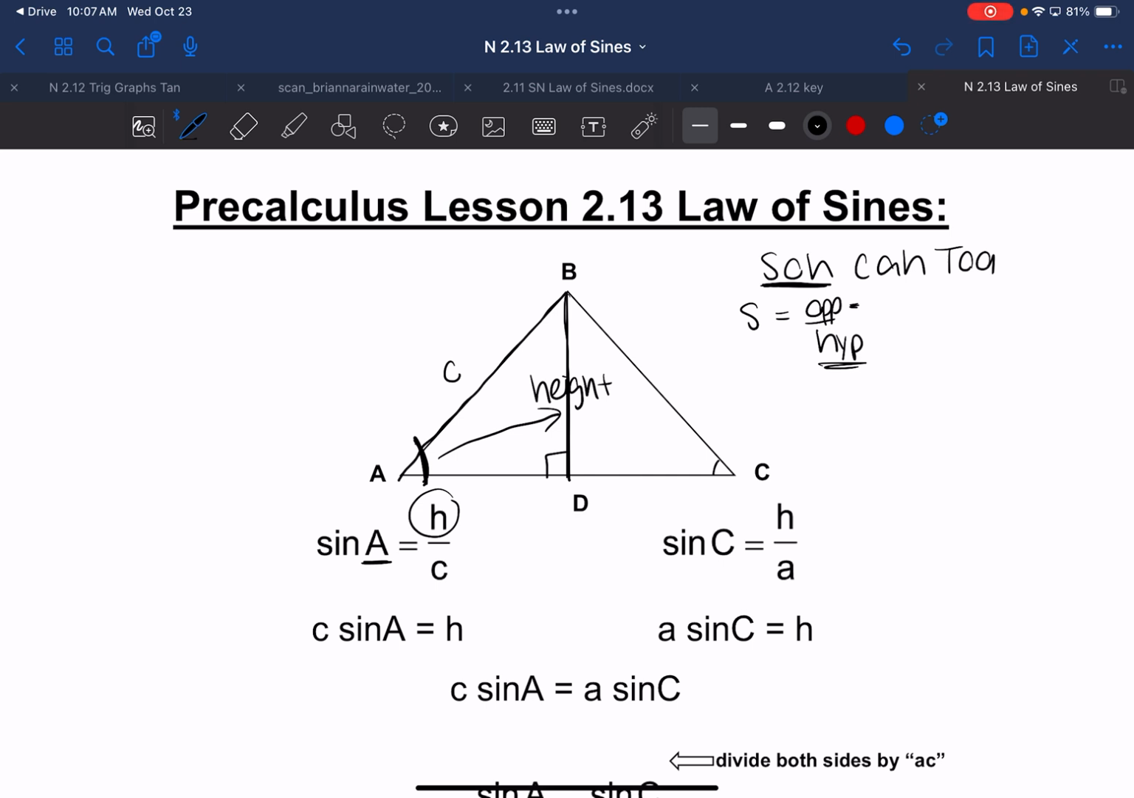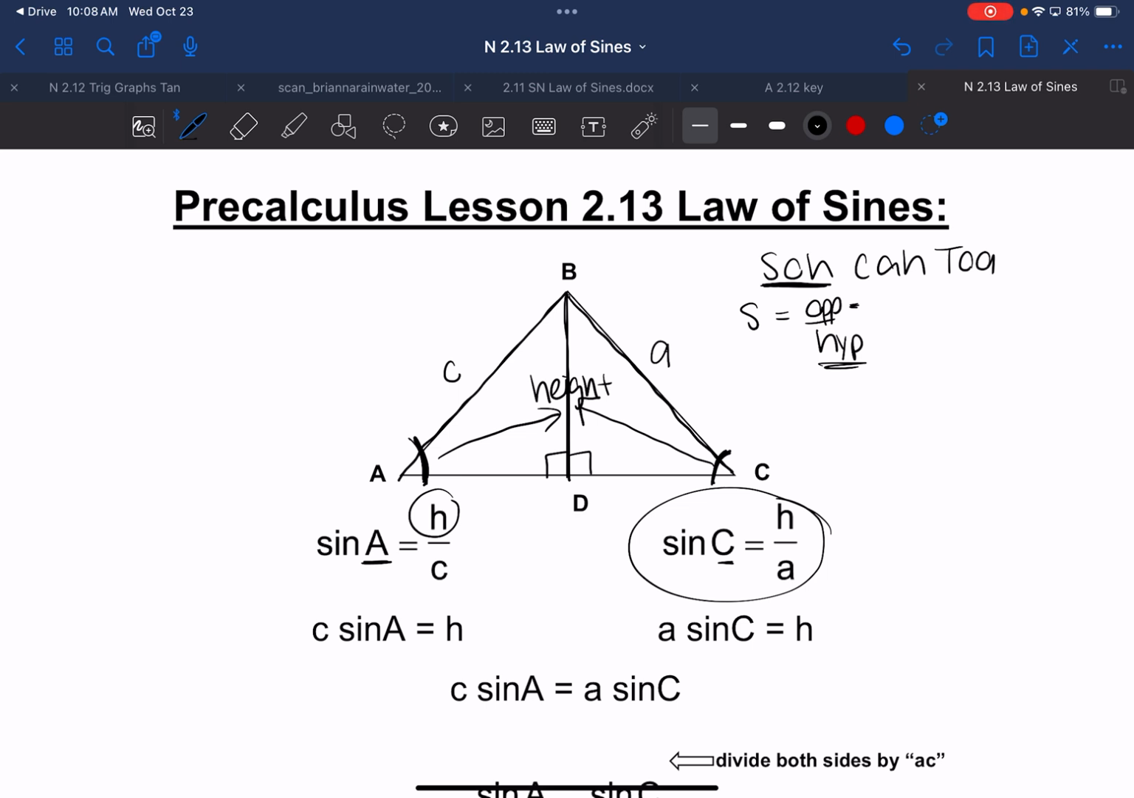Then they also said if you're doing this for angle C, then opposite of angle C would still be the height, and this would be my hypotenuse. Well, that's across from angle A, so I'm going to call that side a, which is what they set up right here. They said sine of C equals the height over side a, or the opposite side over the hypotenuse. So all they did was set up sine for the two right triangles that are drawn here.